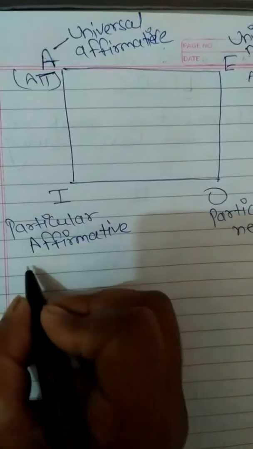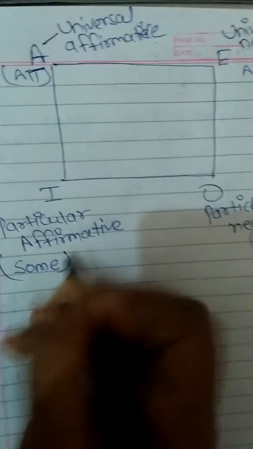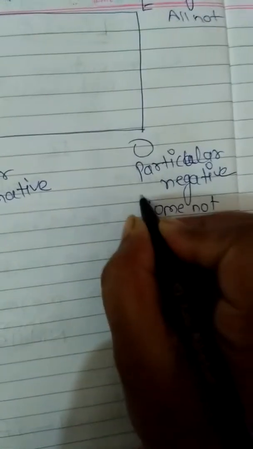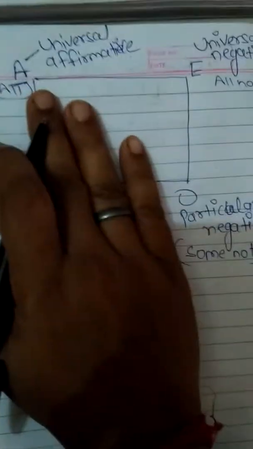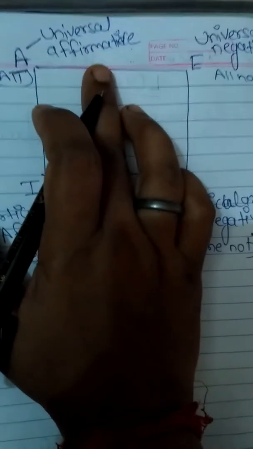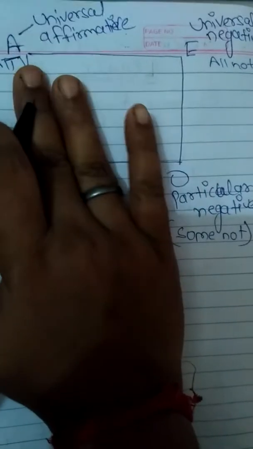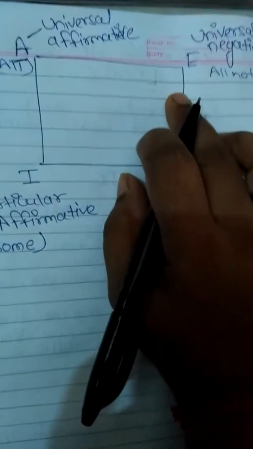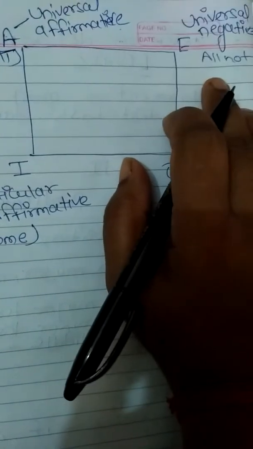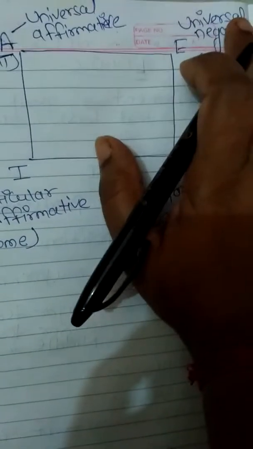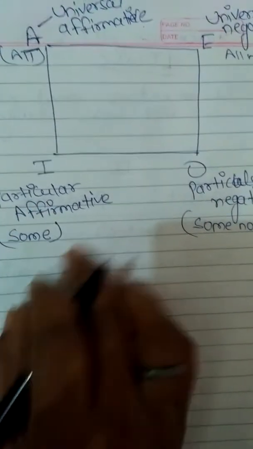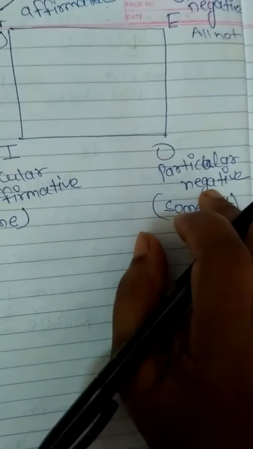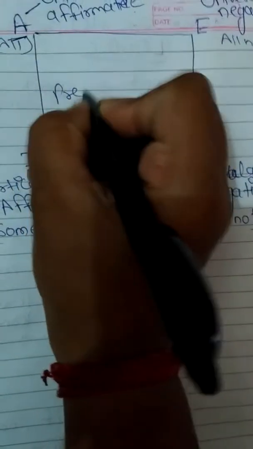Some comes here in particular affirmative, and some not comes here in particular negative. For example, universal affirmative: all laborers are hardworking. This will come in this section. And E: no minister is dedicated, so no comes in universal negative. Then particular: some men are hardworking is particular affirmative, and there is also particular negative. Okay, so these are the propositions.